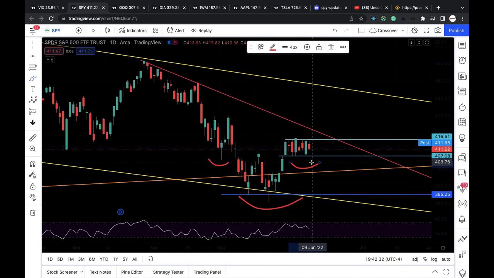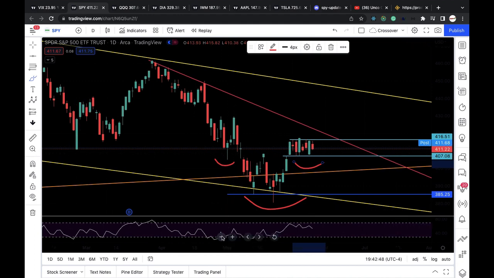Potential inverse head and shoulder. Okay, I'm still going to play it level to level. That means if we break down 407, that's bearish. Breakdowns are bearish. I'll still buy puts or play to the downside if that happens, and I'll cut my loss if we get a recapture or a false breakdown or something.